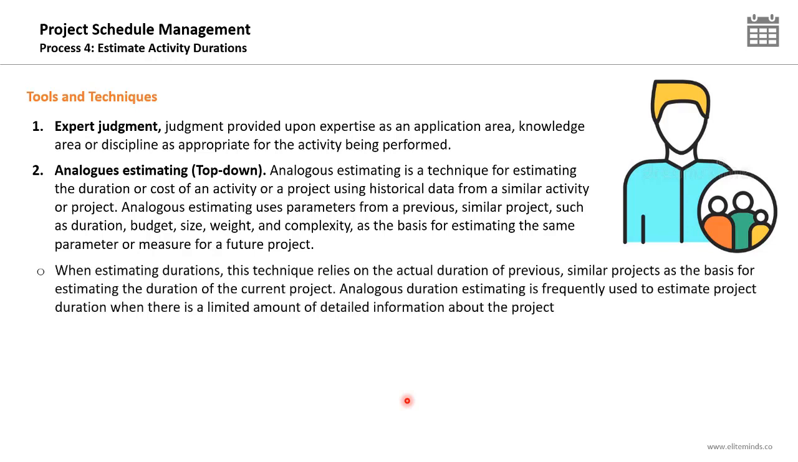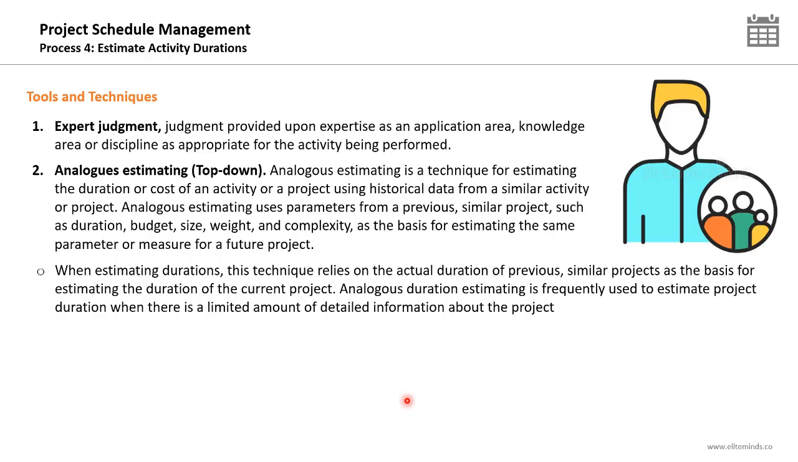When estimating durations, this technique relies on the actual duration of previous similar projects as the basis for estimating the duration of the current project. And this is what I just mentioned. You just need to look for a similar previous project, check the actual duration of the activities in this project, and try to match them with your current project.